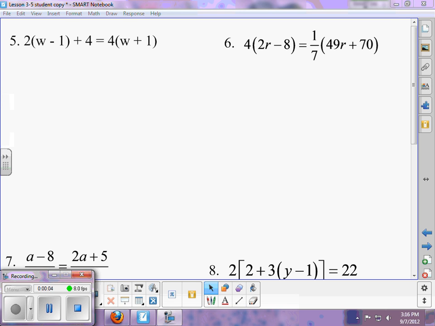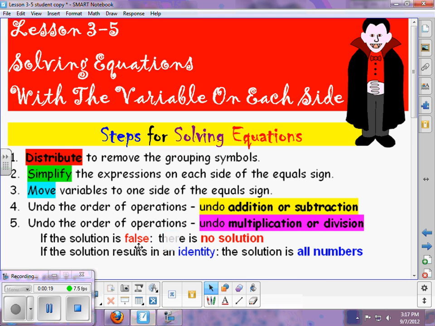Welcome to day 2 of lesson 3-5. Today we're going to do examples 5 through 8 on the back page of our notes that we started on the previous day. So if we remember, glancing back to the first page of our notes from yesterday, we talked about the steps for solving equations.